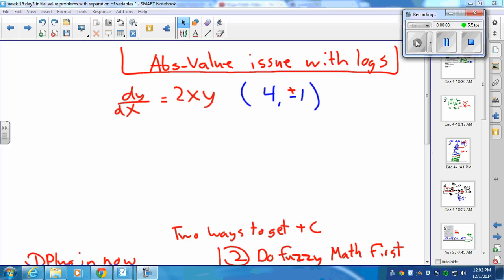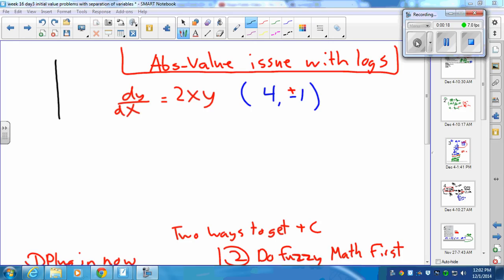Right, so we're going to try and summarize this again with the absolute value, and where you're going to have an issue with the plus or minus and how you're going to be able to take care of it with the fuzzy math. So I'll try and lay it out in 2 different sets. Okay, so for this first one, dy dx equals 2xy.